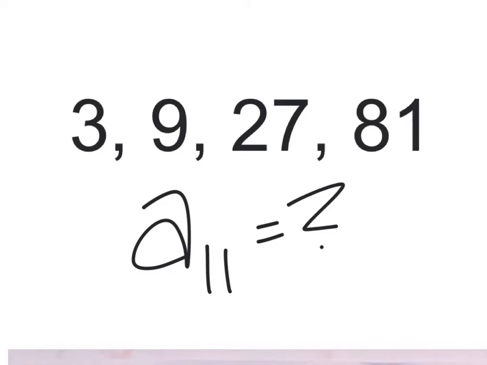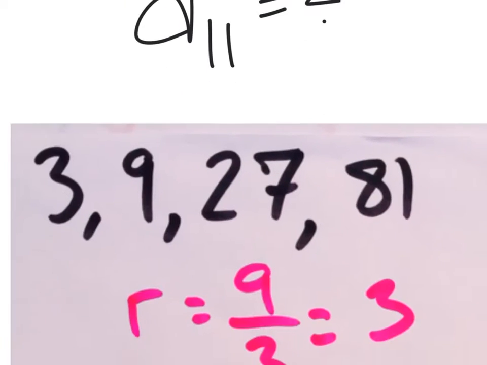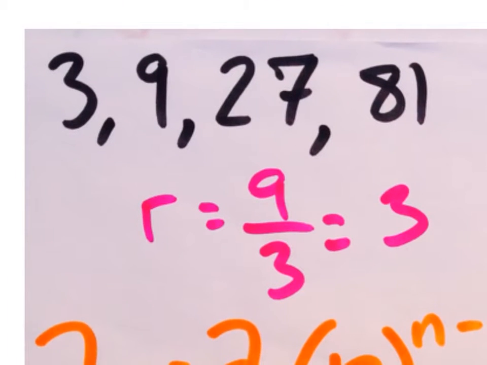Here we have a sequence of 4 terms. The first term is 3, jumps to 9, 27, and then 81. My question to you guys is, how are we going to find the 11th term? Well, we're going to be using the explicit equation formula to do that. First, we're going to need to find out the ratio. So we know that we're going to take a term, let's say 9, and divide it by the previous term. In this case, it's 3. That's going to give us the ratio. Alternatively, we could have taken 81 and done 81 divided by 27, the previous term, and that would have also given us 3.